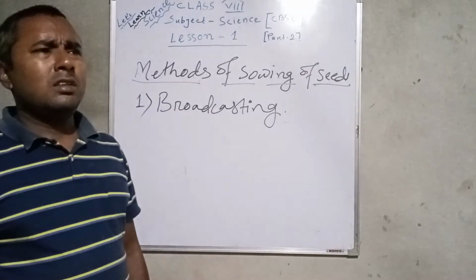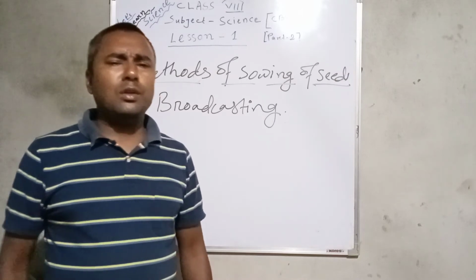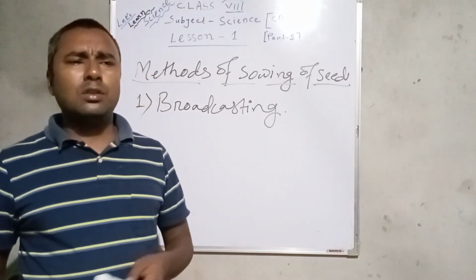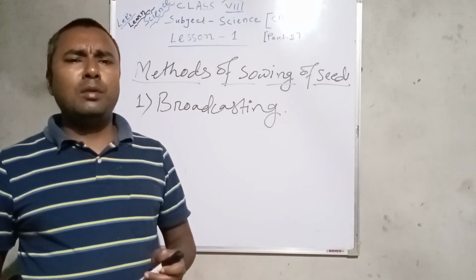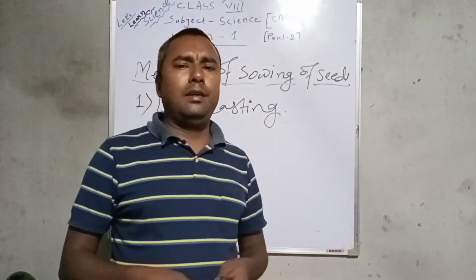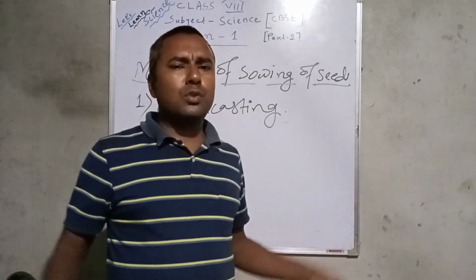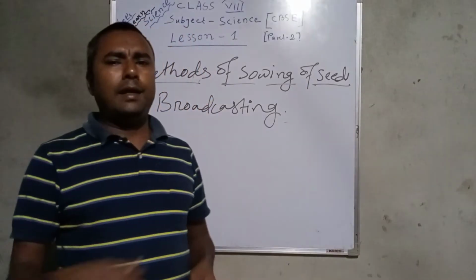Broadcasting is a type of method in which the farmer sows the seeds manually by using their hand. They sow the seed in the prepared soil by using their hand.